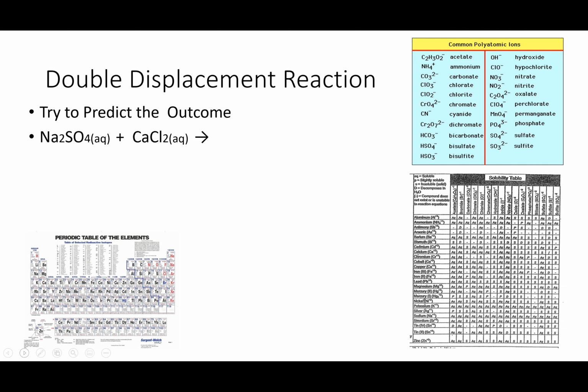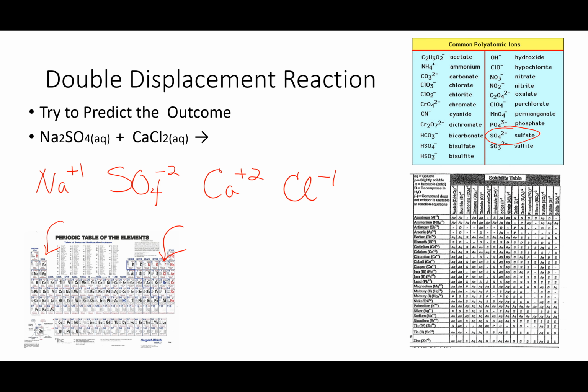Okay, my friend, let's give this a shot. Sodium, most common ion is +1. Sulfate, most common ion is from over here. Sulfate is, I know, don't sing, Mary. Calcium is group 2, so calcium is going to be +2. Chlorine's a halogen, it's -1. When they go through double displacement, the ions switcheroo. So sodium's going to go with chlorine, calcium's going to go with sulfate.